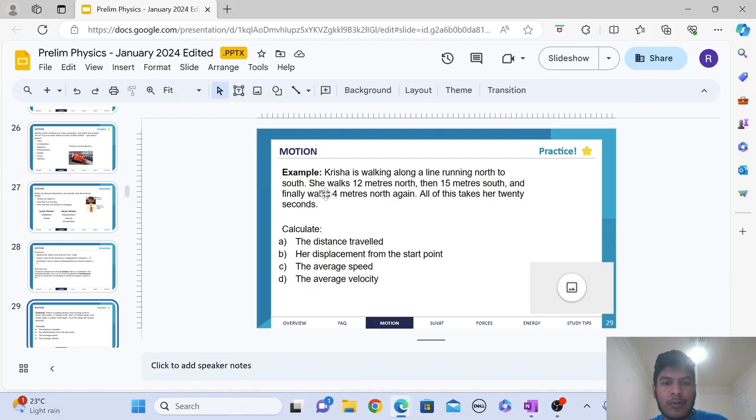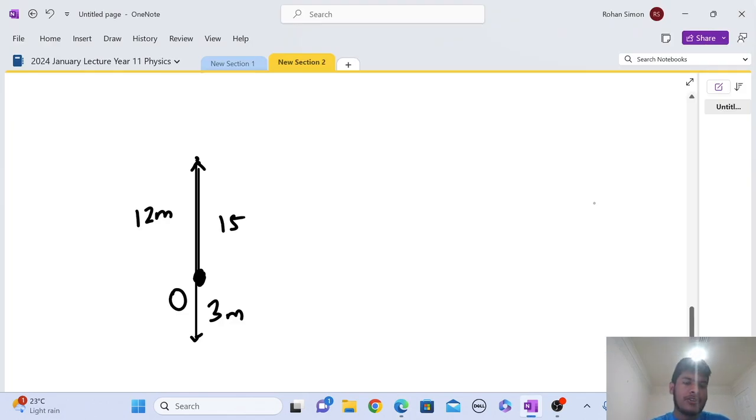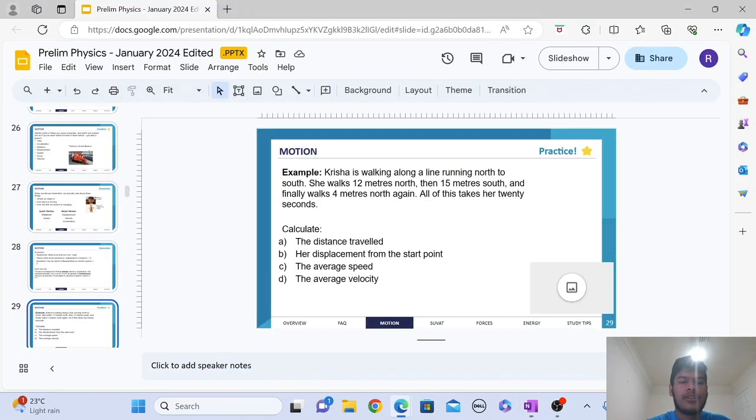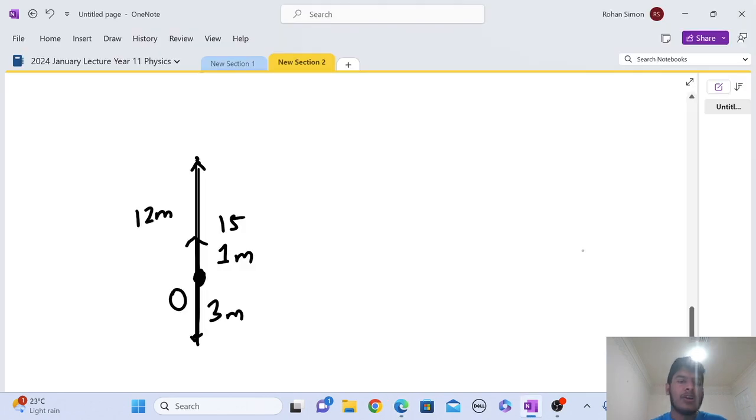And then finally she walks 4 meters north again. So she then decides to go back up this way. So that's 4 meters here. So she was 3 meters south, and then she walks 4 meters north. So from 3 meters south to this origin is 3 meters, plus she's got another 1 meter. So that's 1 meter. And that takes her 20 seconds. So her displacement from the start point would be 1 meter north.